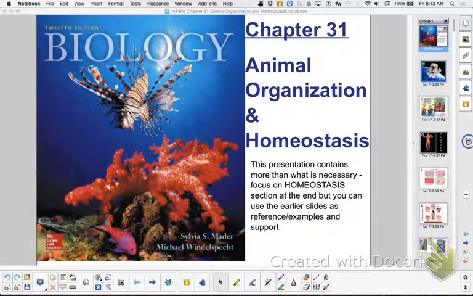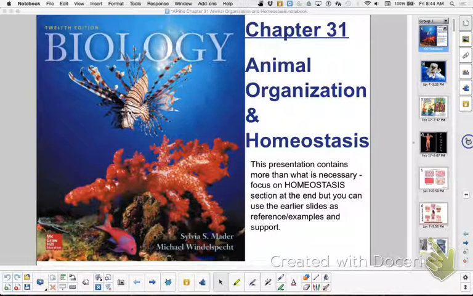So atoms and molecules and organelles and cells, we've hit that really hard, right? You should feel comfortable with all the organelles, DNA replication, when good DNA goes bad, control of DNA, photosynthesis, cellular respiration, yes? The cell membrane. So cells build tissues, and this chapter is primarily just about animal organization and the tissues. That's what it focuses on.